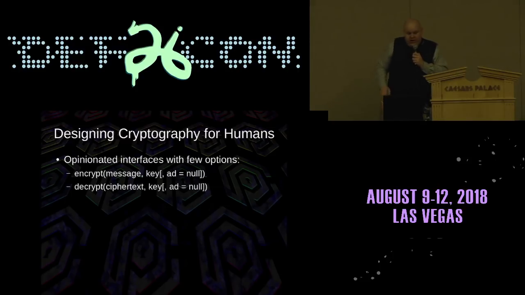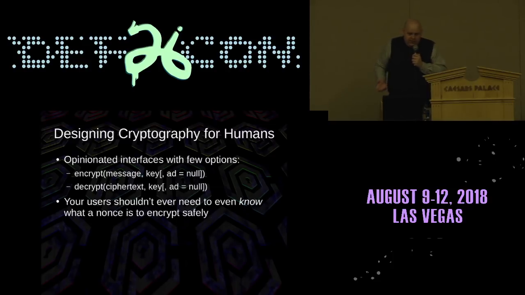So you should have an opinionated interface. This should be your API for any encryption library. You have your message, your key, and an optional data to include in the authentication tag. Your decryption should be exactly the same. You shouldn't have to specify a mode. You shouldn't have to even know what a nonce is, let alone the subtle difference between a nonce and an initialization vector, which, does anybody here not know the difference between a nonce and an initialization vector, aka IV? Okay.